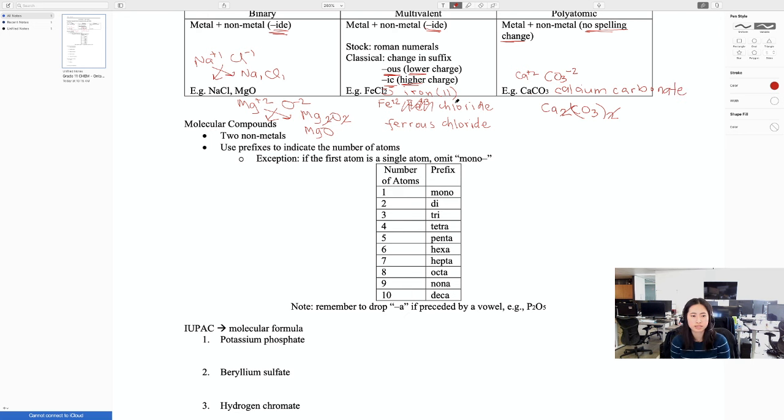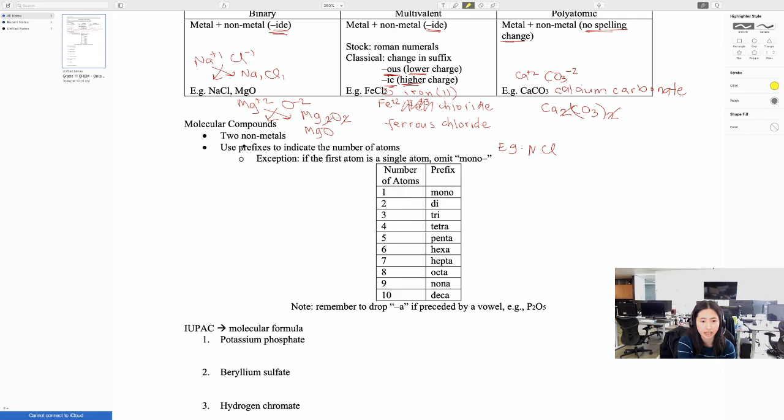Okay, hopefully that makes sense, and we're now moving into molecular compounds. The difference between ionic and molecular is that molecular compounds consist of two nonmetals. So for example, if we look at NCl3, this is an example of a molecular compound. Why? Because we know that nitrogen is a nonmetal, and we also know that chlorine is a nonmetal. So here, this is the only time we use prefixes.